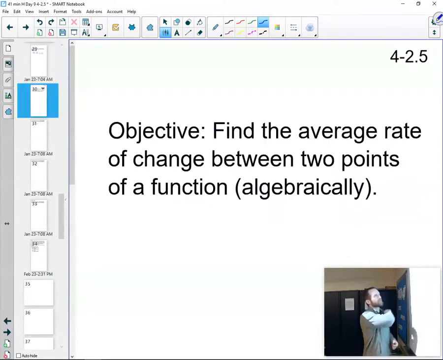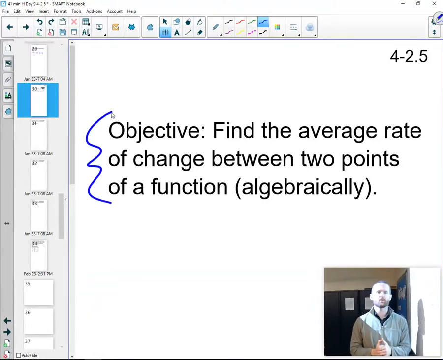Let's take a look at our video today. Today we're doing chapter 4, section 2.5. Again, this will be the last video we spend on this section, and after today we should be able to find the average rate of change between 2 points of a function algebraically.